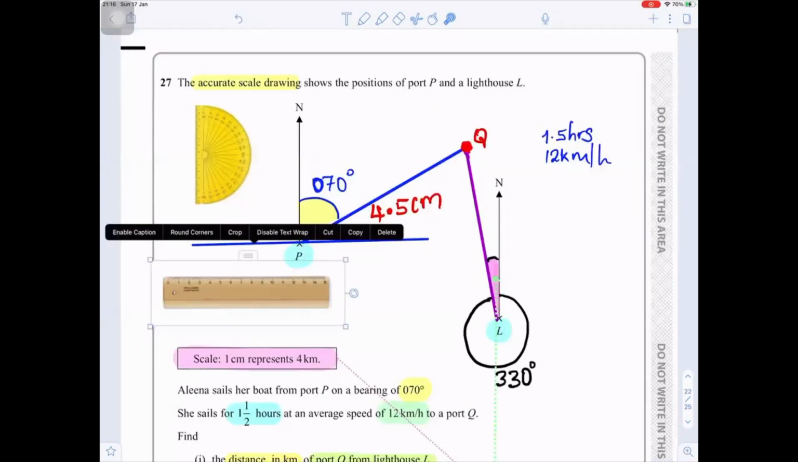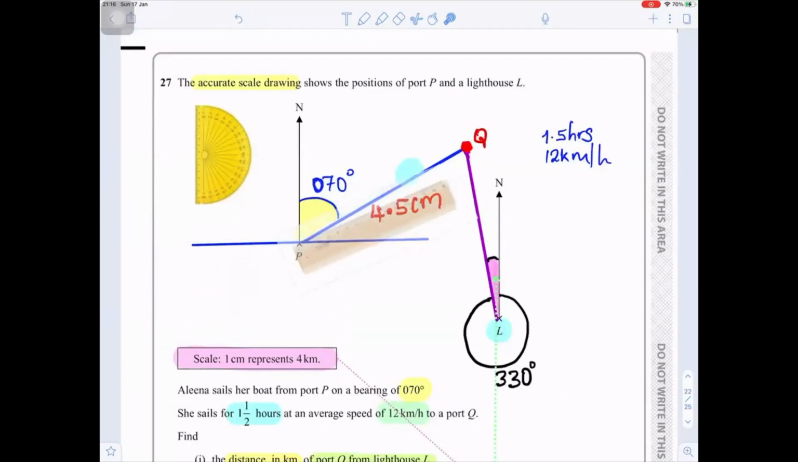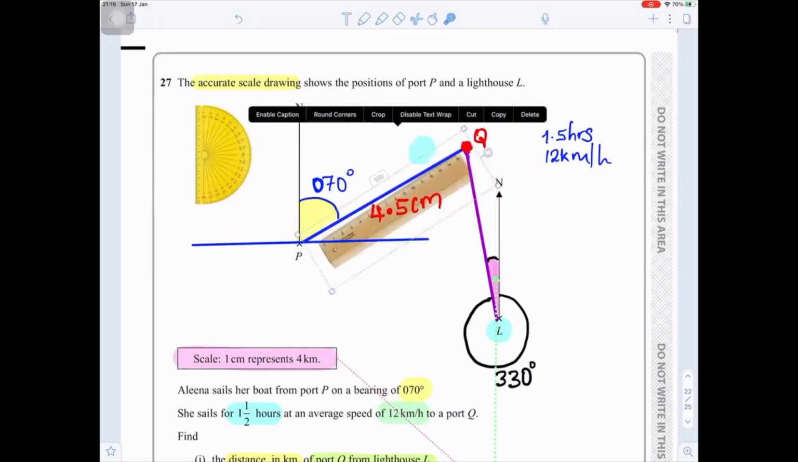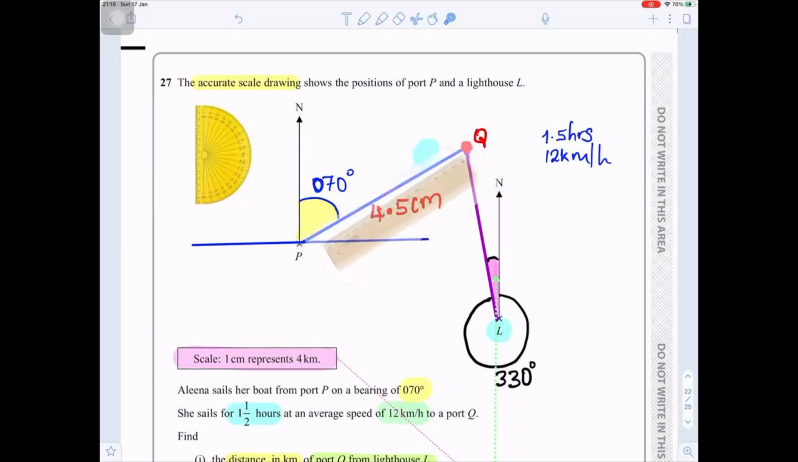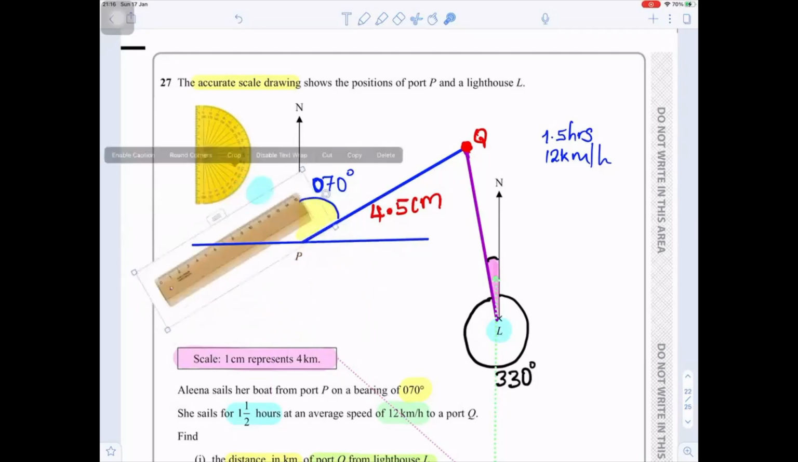So you would use the ruler and measure 4.5 centimeters and mark it on your diagram. And that angle is 70 degrees. And that point where you mark it would be Q.